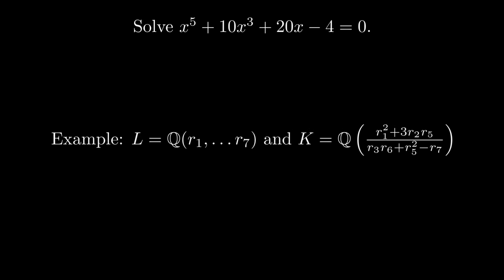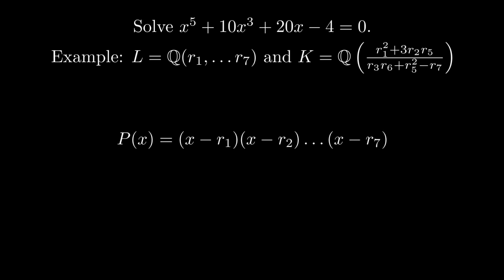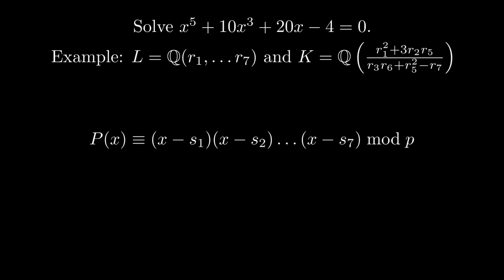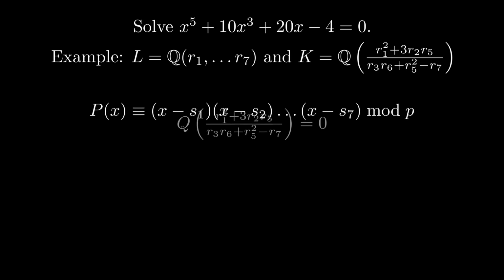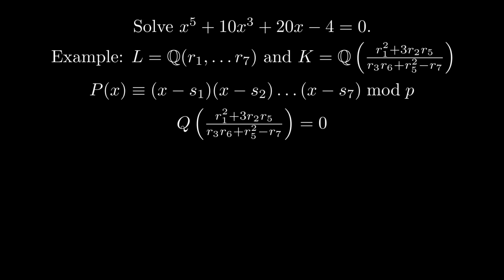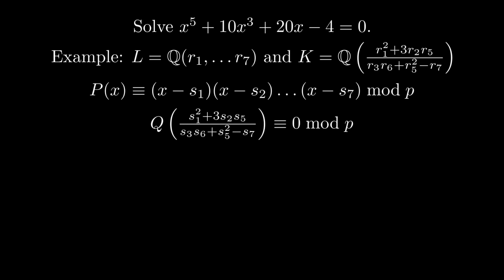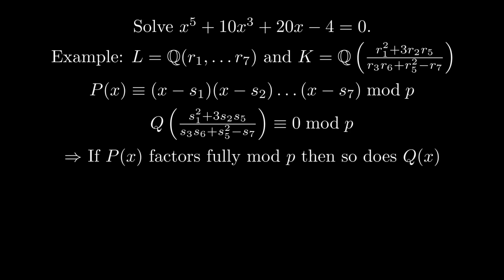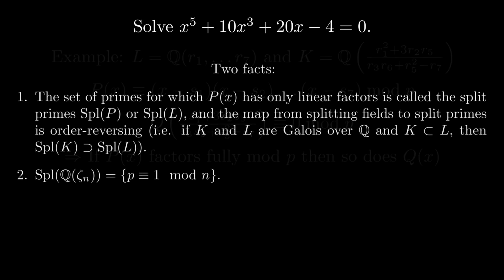That is, going from fields to split primes is an order reversing map. This should make sense if we think about the roots of the polynomial mod p as sort of avatars for the actual roots. For some generator polynomial for L, we have avatars mod p for all the roots, and so for any element of K, we can compute it in terms of the roots of L, and hence we can get avatars for the roots of K by using the avatars for the roots of L in the same expressions. So if a prime p has all roots for L, it should have all roots for K also.